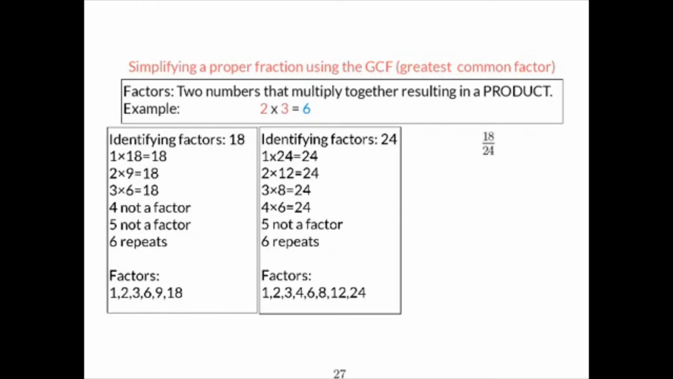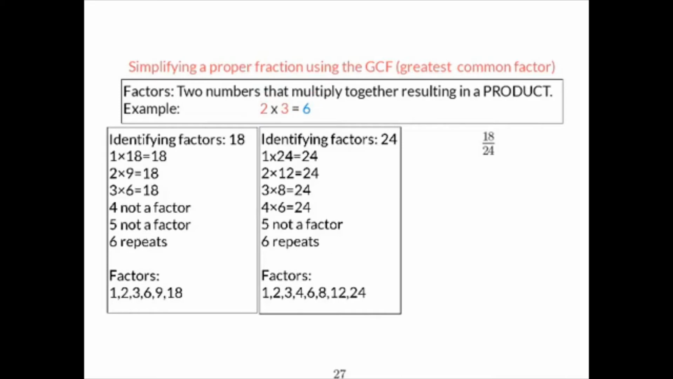Now, for us to do this, it's important to remember what a factor is, and a factor is two numbers that multiply together and result in a product. So for example, 2 times 3 equals 6. 6 is the product, that is the answer to a multiplication problem. The 2 and the 3 are factors of the number 6. When you multiply these two numbers together, you get the number 6. So 2 and 3 are factors of the number 6.